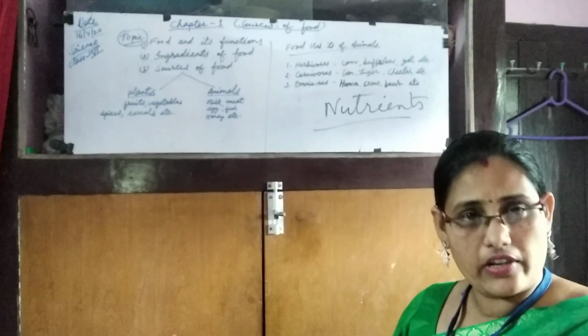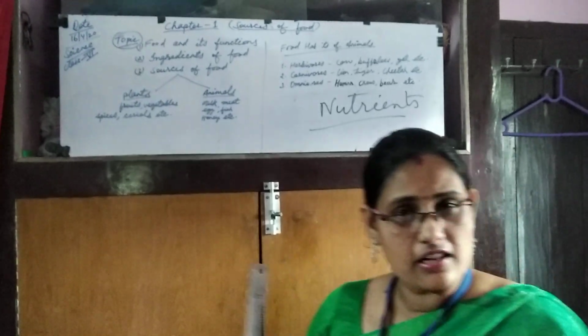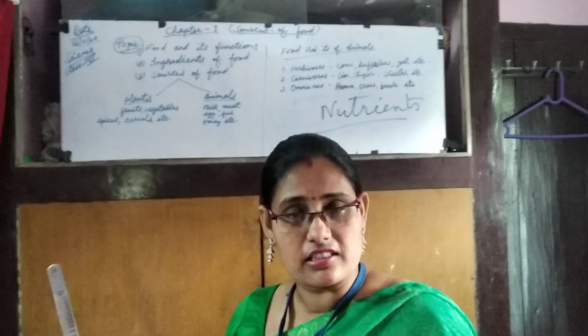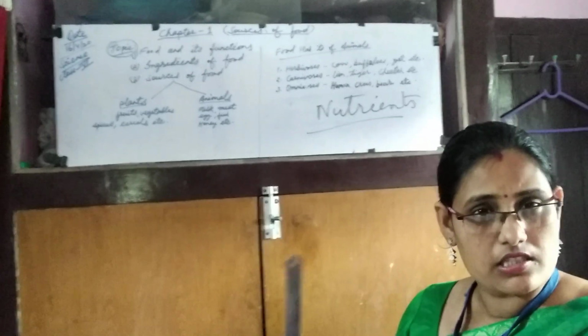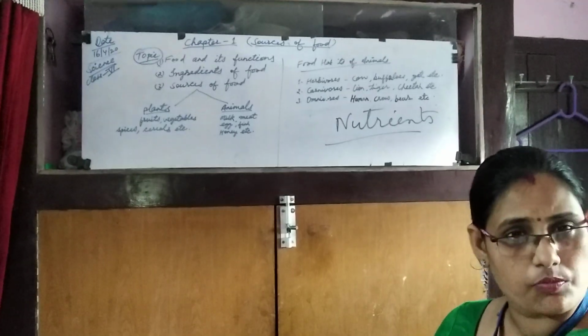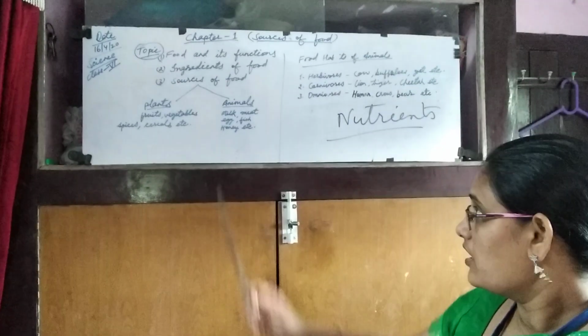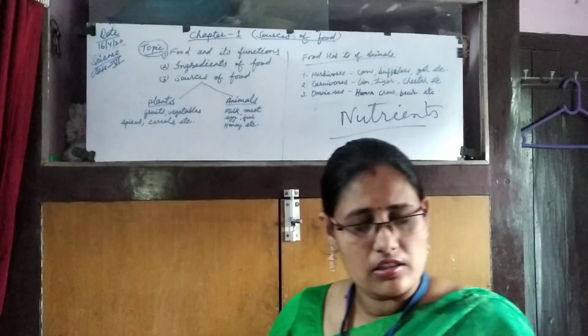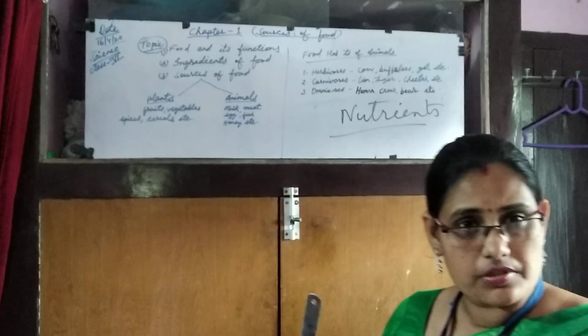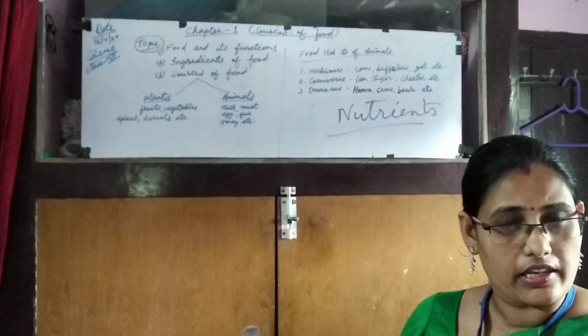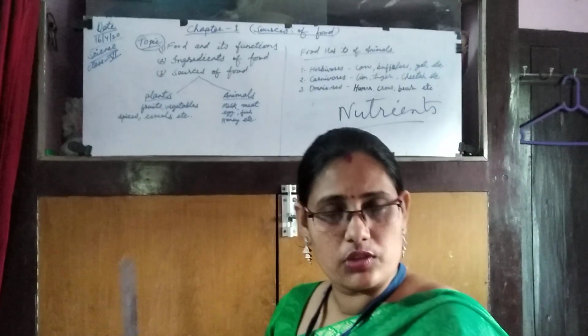Now, ingredients of food. There are some important chemical substances in the food which are required by our body for its proper growth, known as nutrients. Now, ingredients. Ingredients means those substances which together combine and make a particular dish.